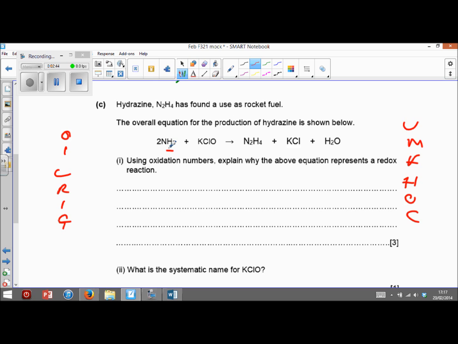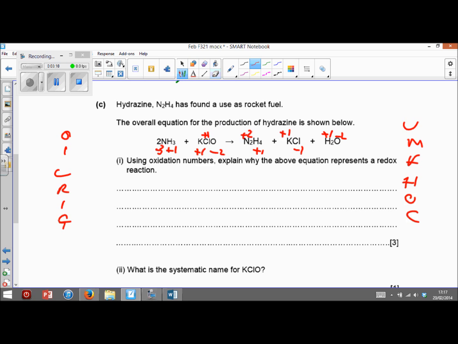Okay, so we've got +1 3 times, that's going to be -3. Remember, potassium +1, oxygen -2. So this chlorine's got to be +1. Here, +1 4 times, so that's going to be +2. Here, -1, +1. Oxygen -2, hydrogen +1.